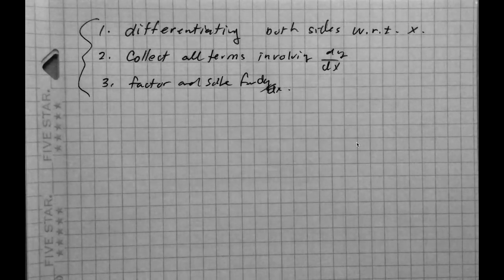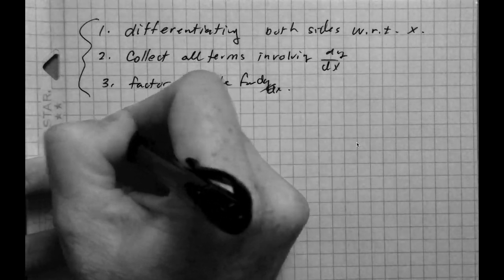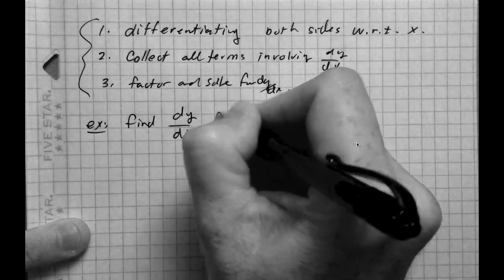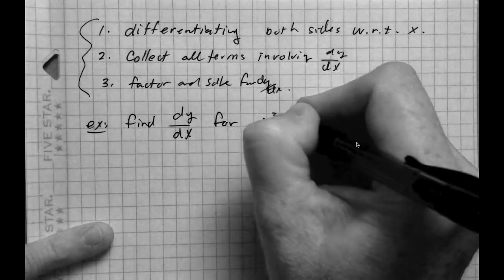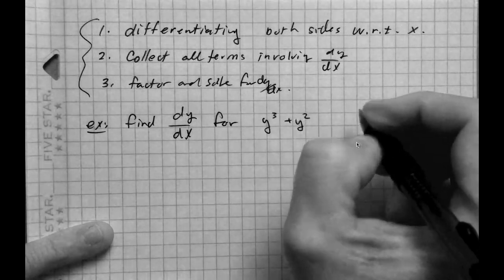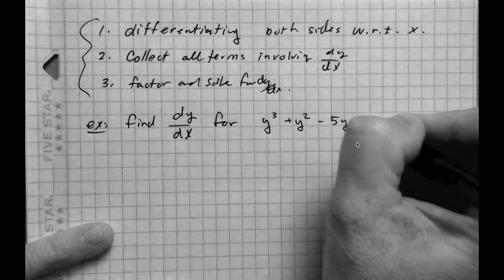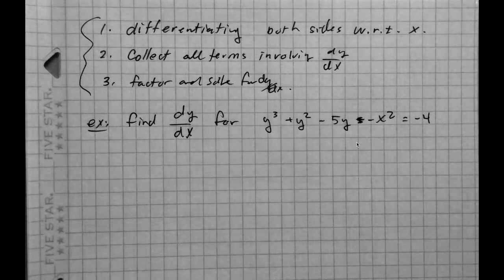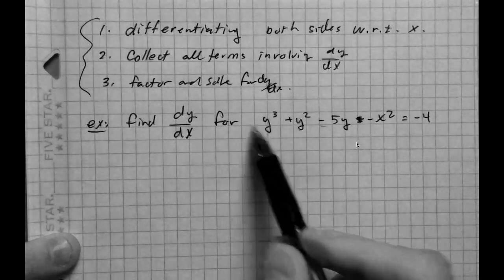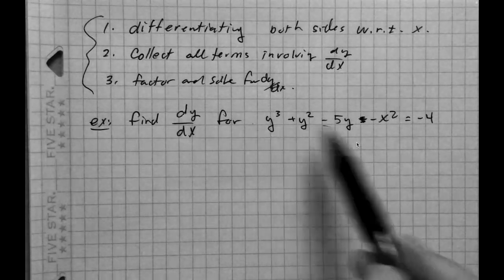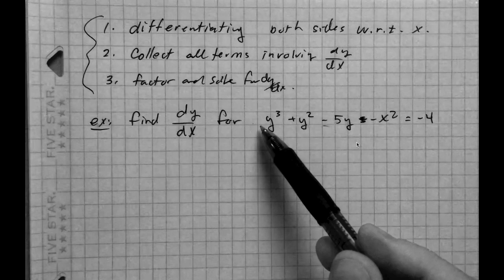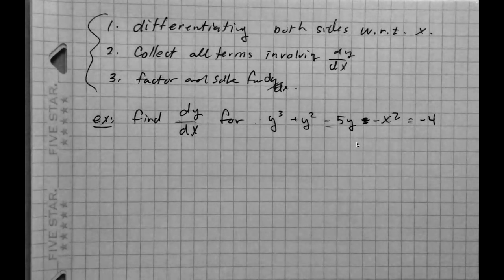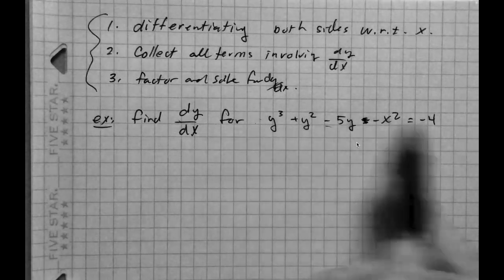Let's take a look at a more concrete example. Find dy/dx for y cubed plus y squared minus 5y minus x squared equals -4. So here we have an actual equation involving x's and y's, and it's clearly not obvious how we would go about solving this equation for y. But we're still interested in identifying the derivative of y with respect to x. So how can we do that? First we want to differentiate both sides with respect to x.